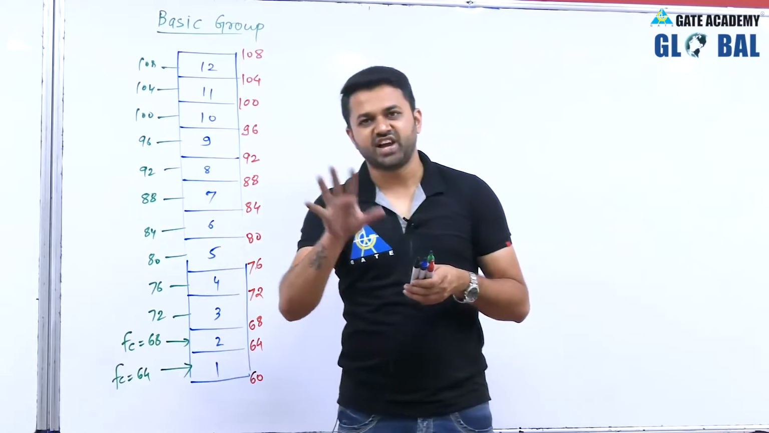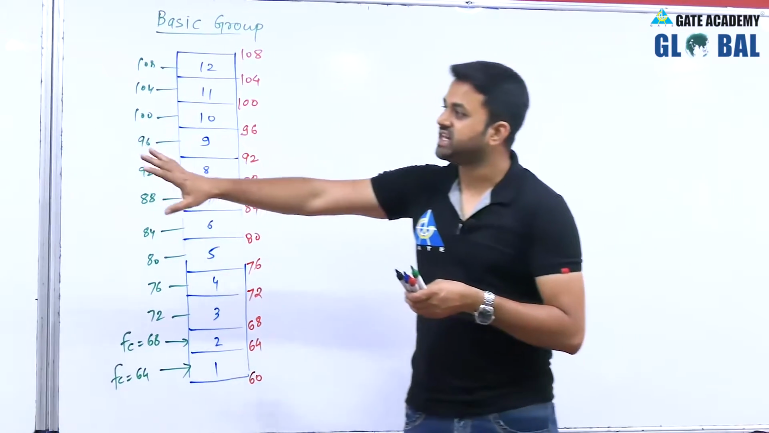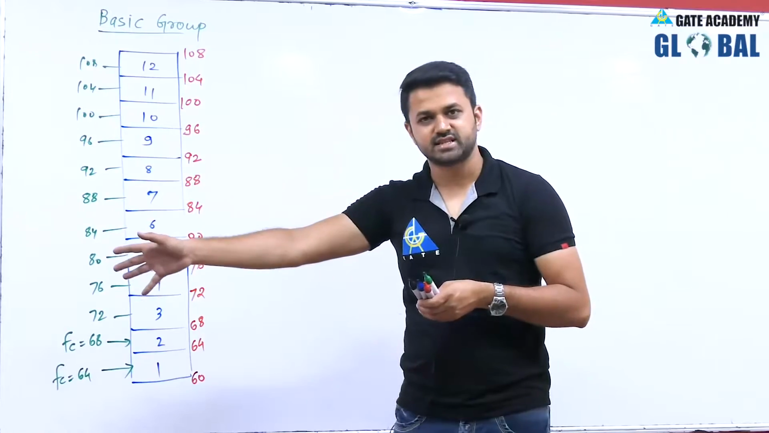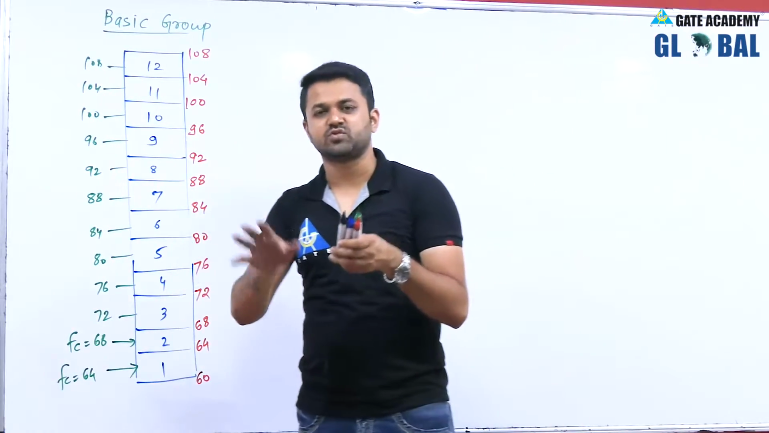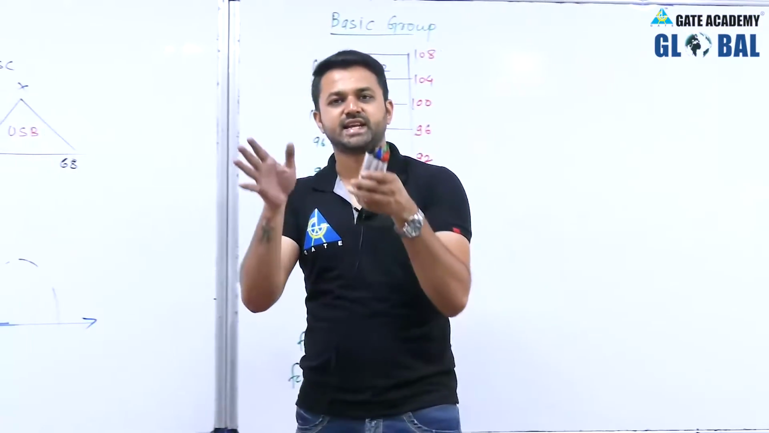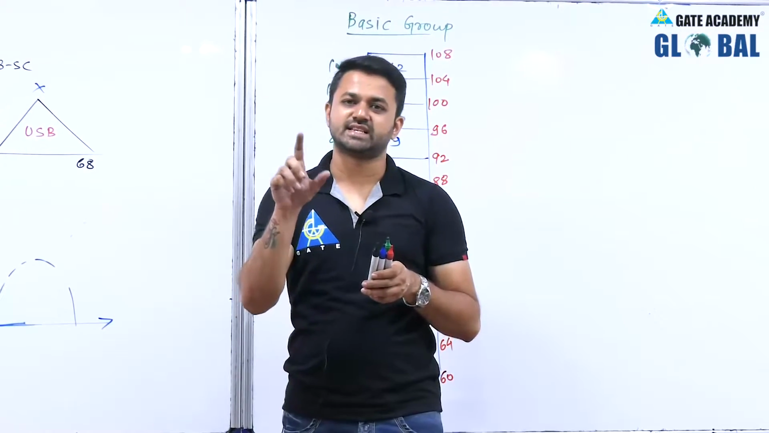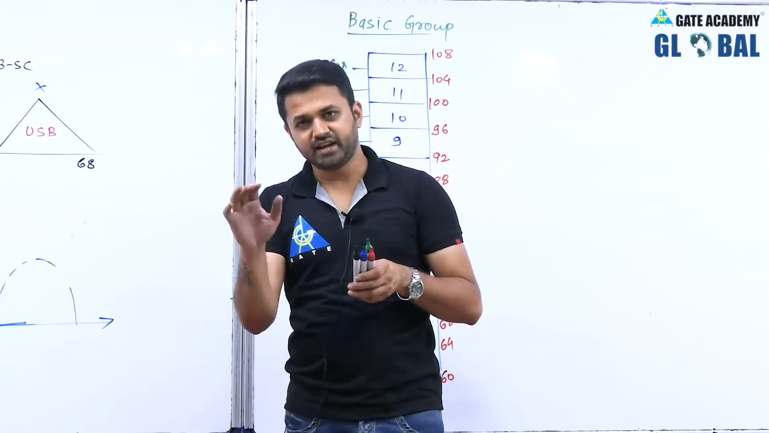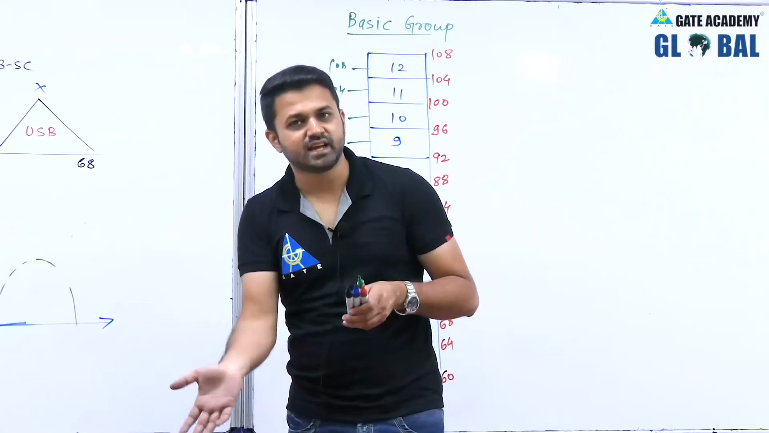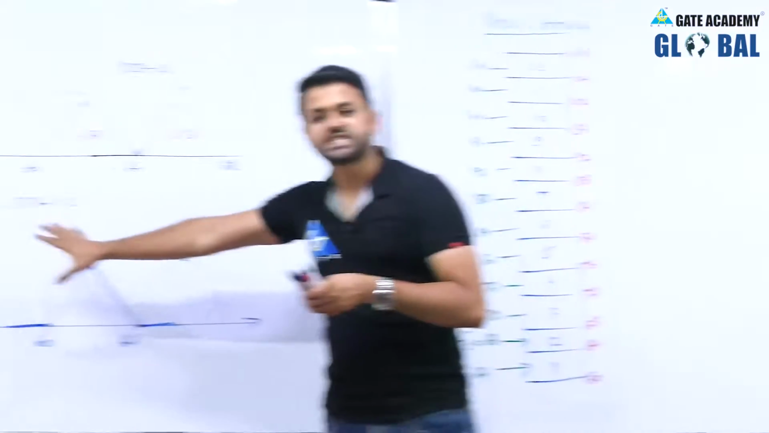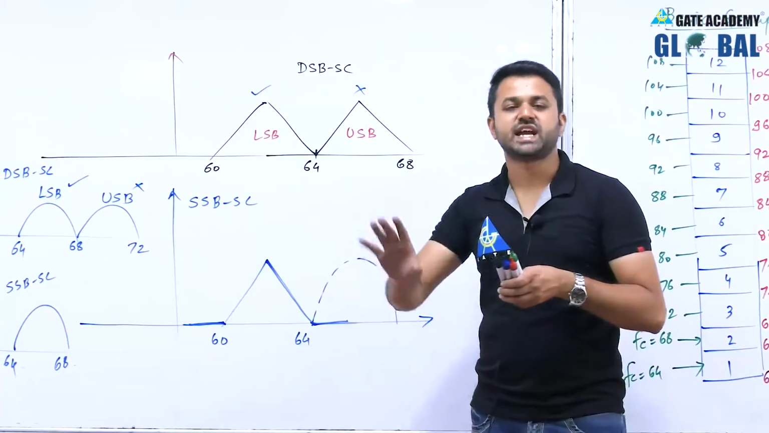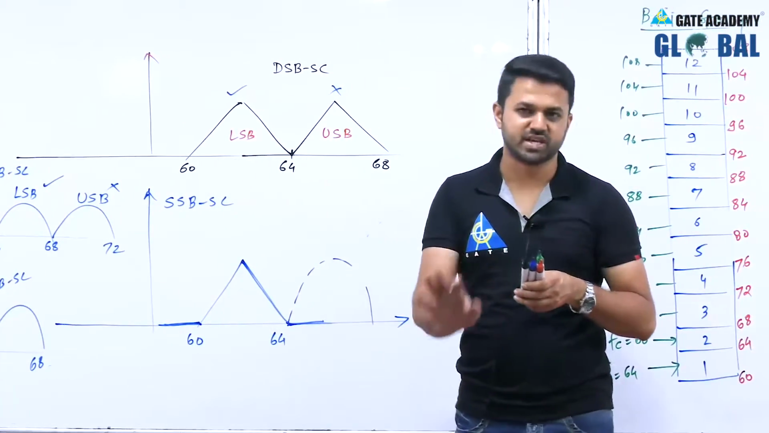We consider the 5 basic groups, because here we consider the 12 message signals. Now after considering these 12 message signals, we are getting a basic group, and this basic group is considered as a single message signal, and we will perform the modulation again. So this is the first stage of modulation, in which the carrier frequency is used as 60 plus 4n.